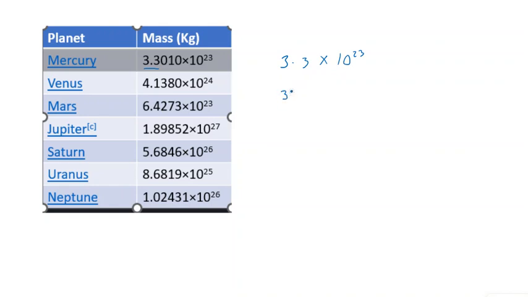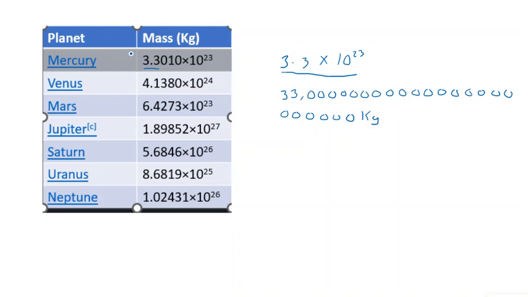So if I had something like this, 3.3, and then if we put 1, 2, 3, 4, 5, 6, 7, 8, 9, 10, 11, 12, 13, 14, 15, 16, 17, 18, 19, 20, 21, 22, 23. So that's the size of this number here, kgs. So that's the mass of the planet Mercury.